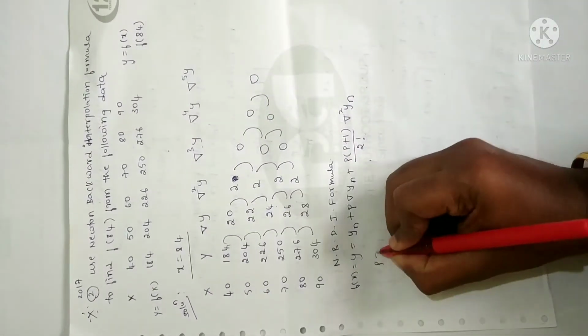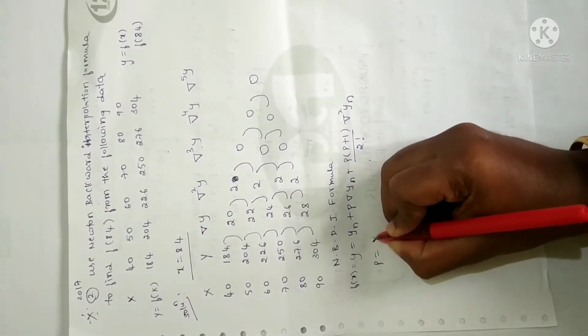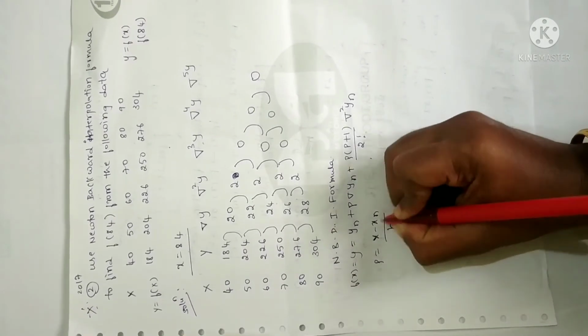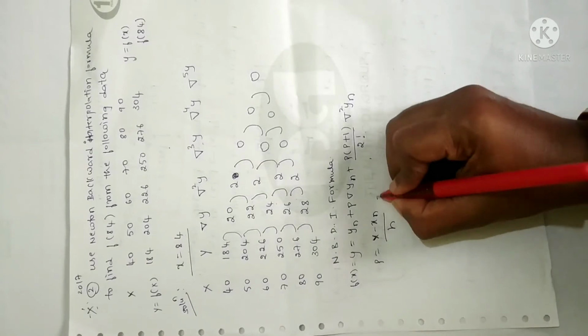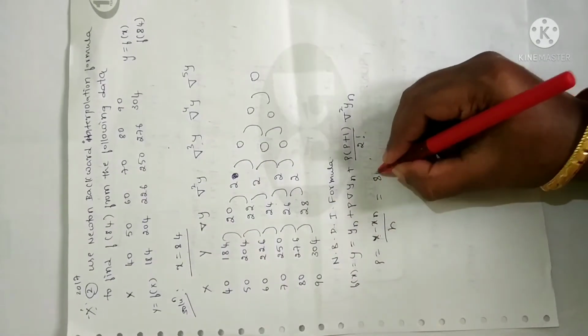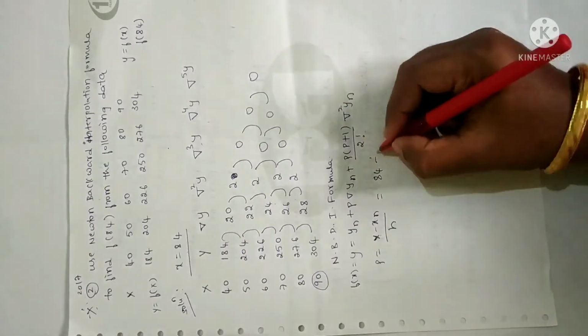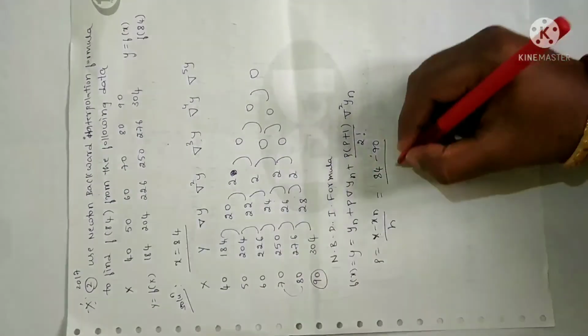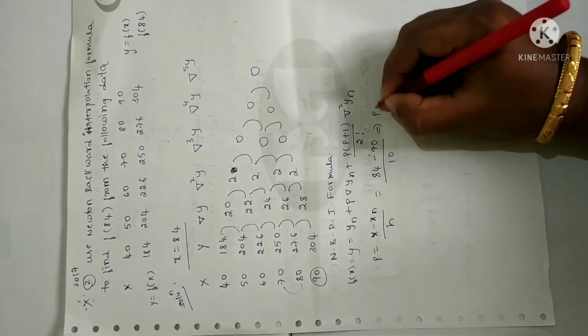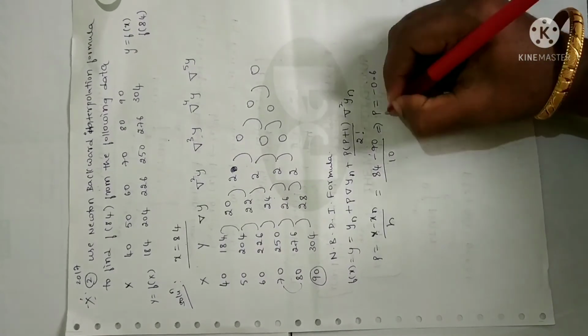The p value can be calculated by using the formula p equals x minus xn divided by h. In place of x naught in forward difference, we need to use xn in backward difference. So x is 84, minus xn, the last value of x, which is 90, divided by h. h is the common difference, and in all the cases, 10 is the common difference. If you simplify, you will get p as minus 0.6.